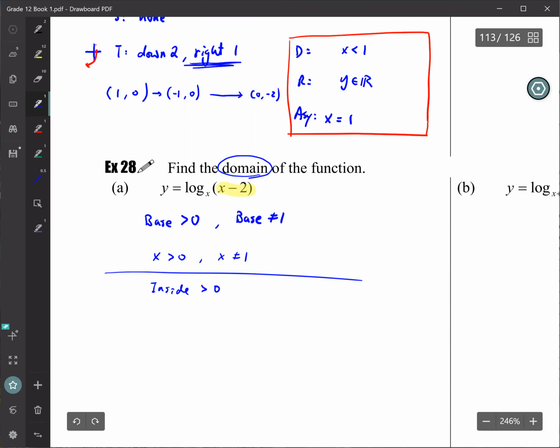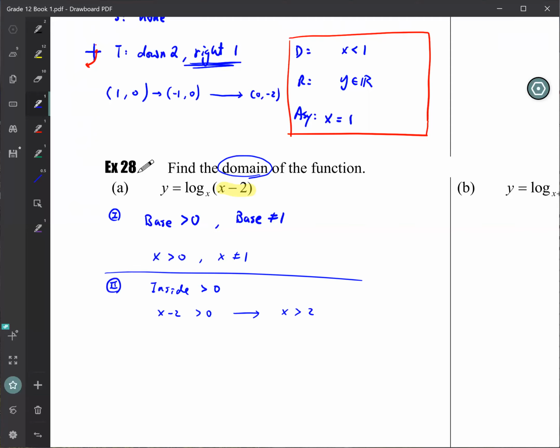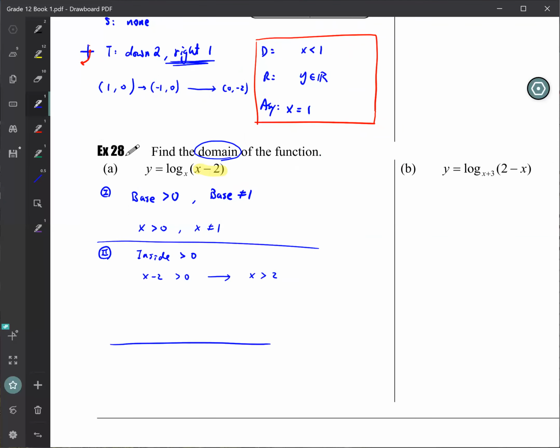Inside must be greater than 0. So inside here we see is x minus 2 greater than 0. So from here we have x greater than 2. So that's the first thing, and this is the second thing. But then for your domain, you have to choose the part where both of them work. So we are going to draw a number line to find the final answer. First I will draw the green. I'll use green for number 1.